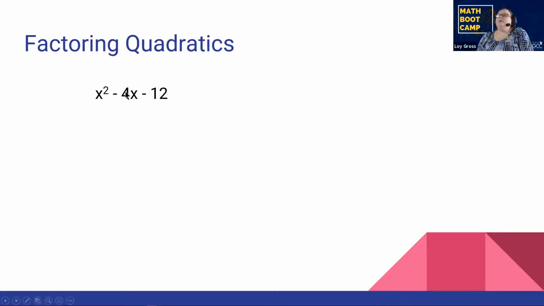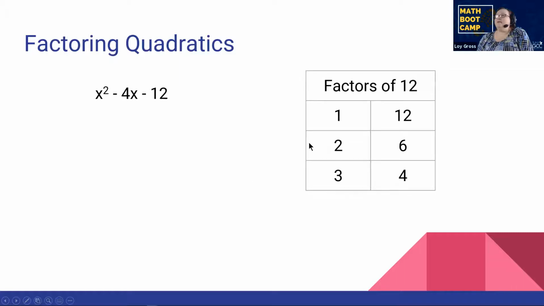What we need to figure out in order to reverse engineer this quadratic and bring it down into its two binomial components is what two numbers will multiply to give us negative 12 and add to give us negative 4. The easiest way to do that is to start with the negative 12. Let's start with the multiplication because that has a little fewer options.